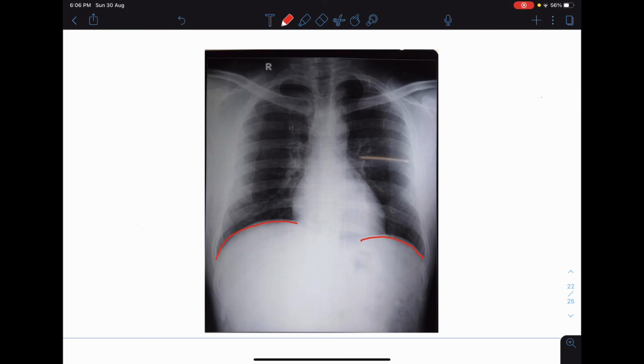In cases of emphysema, both the domes of the diaphragm get flattened.